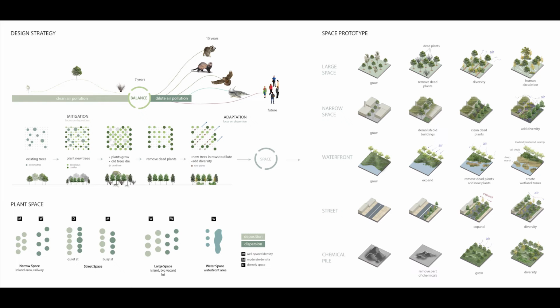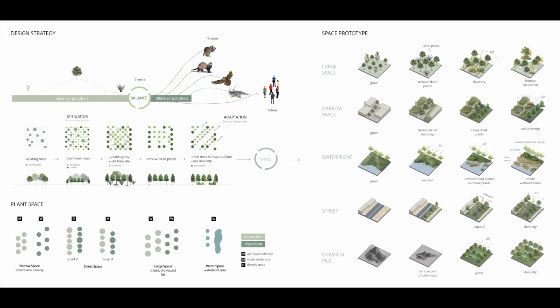Next, for the street areas, I try to expand two sides of the roads to add more diversity and also have more mixed height plants. The last one is for the chemical pile area. I will remove part of the chemicals and add plants to remediate the environment, and then add plants on top of the new ground.